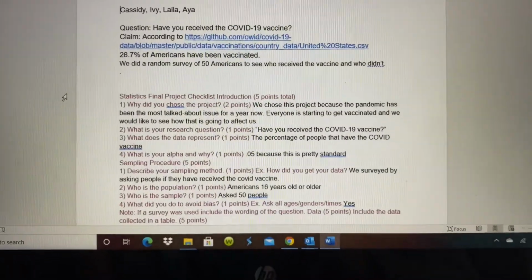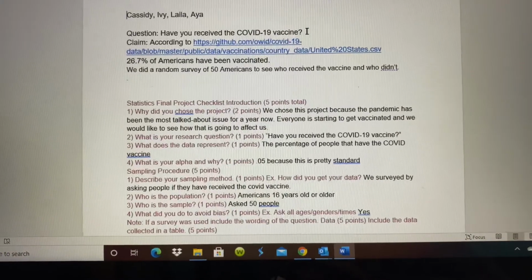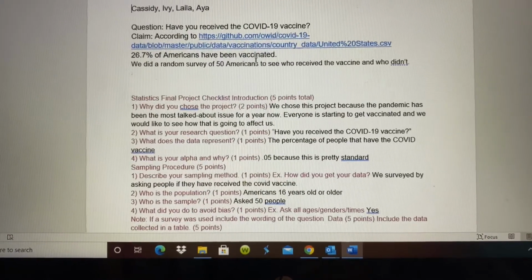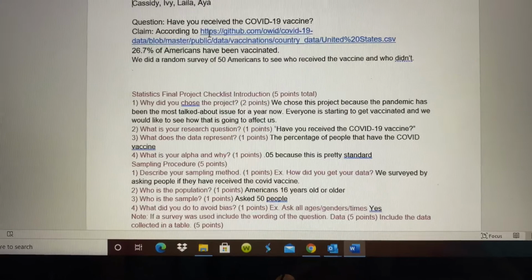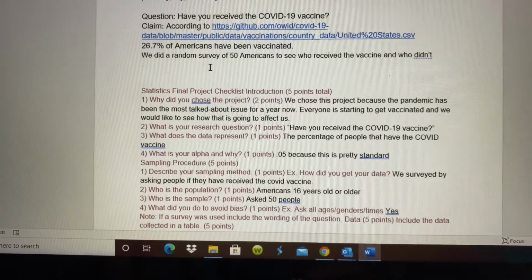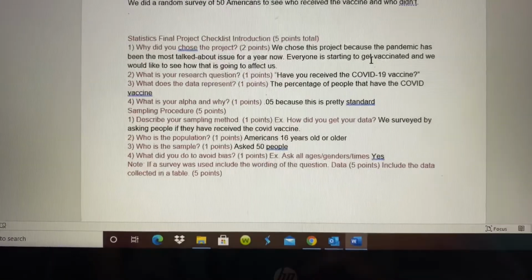So basically for this project, we had to sample people and ask them if they got the COVID vaccine or not. And based off of that data, we had to show a few different things, which I'll explain to you guys. As you can see, the question was, have you received the COVID vaccine, which is a yes or no answer. The claim we got was from github.com, which says 26.7% of Americans have been vaccinated. So we were going to see if the sample that we took was above or below that amount. We did a random survey of 50 Americans to see who received the vaccine and who did not.